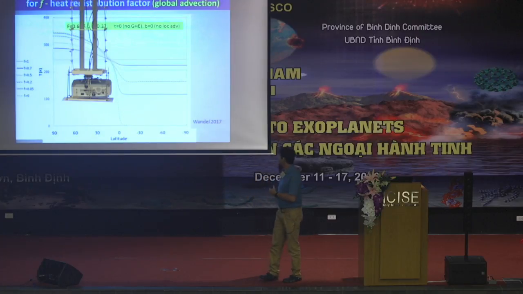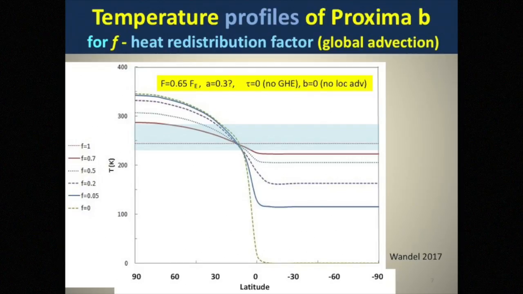So this is the first thing. This is also not very new. This is if you just solve without the advective term. And if you take Proxima B parameters, this is a relative flux to Earth of 0.65, and an albedo like the albedo of Earth. Of course, we don't know the albedo, but that's why there's a question mark at 0.3. And this is for tau 0, so no greenhouse effect, but with the atmosphere, in the sense that there is a global redistribution.